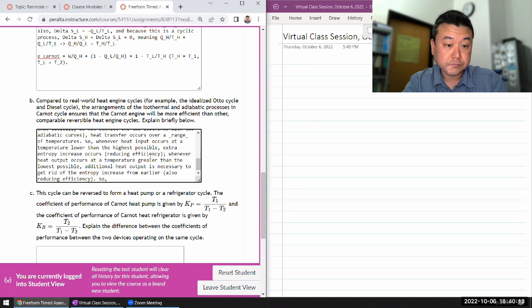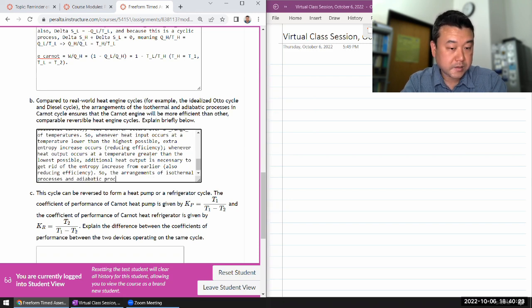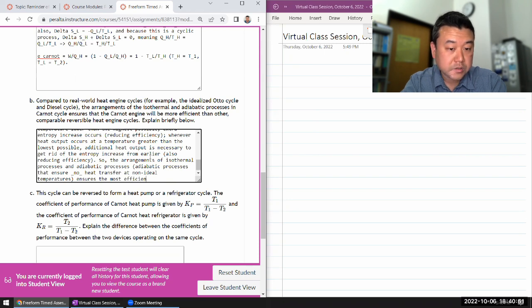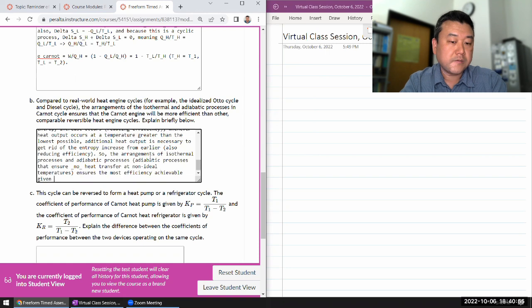So the arrangement of isothermal processes and adiabatic processes, adiabatic processes that ensure no heat transfer at non-ideal temperatures, ensures the most efficiency achievable given the two thermal reservoirs available.